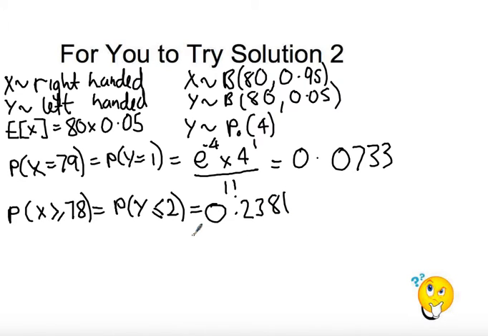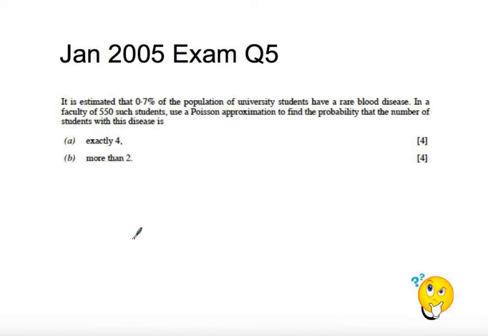Okay, well, I hope that made sense to you. Let's finish off by looking at an exam question. This is one for you to try. It says it's estimated that 0.7% of the population of university students have a rare blood disease. In a faculty of 550 such students, use a Poisson approximation to find the probability that the number of students with the disease is exactly 4 or more than 2. Have a go at this for yourself and resume the video when you're ready to see how it's done.